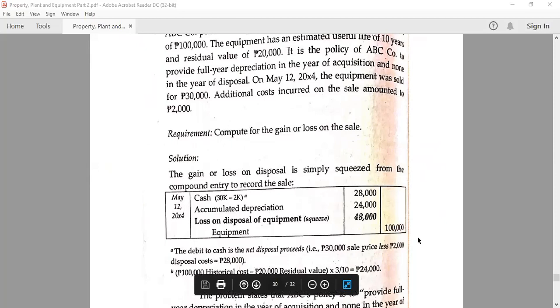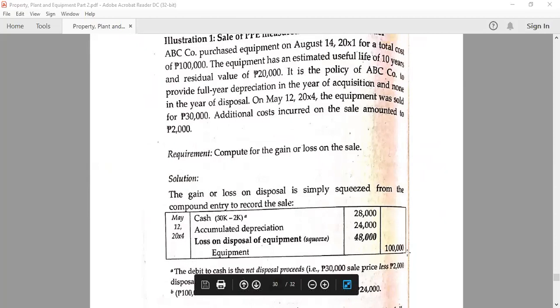How much is the carrying amount though? The cost is 100,000, accumulated depreciation is 24,000. So that's a carrying amount of 76,000. Our proceeds: 30,000 is the selling price, but there are additional costs, so we have to deduct, we have to net that to get our proceeds. So 30 minus 2, that's 28,000. 28 minus 76 equals 48,000 loss.